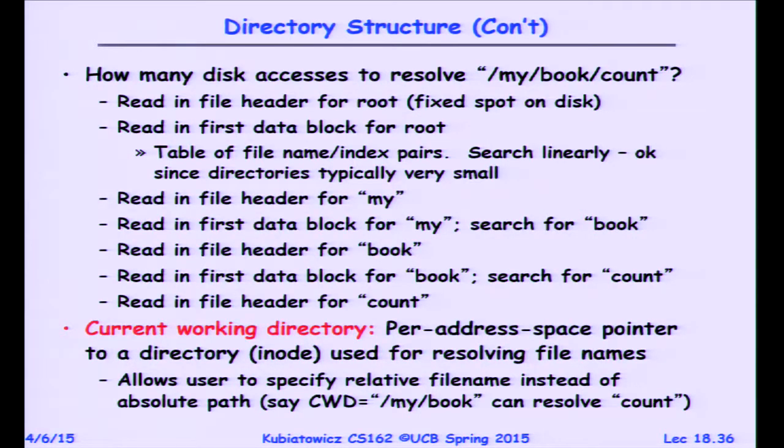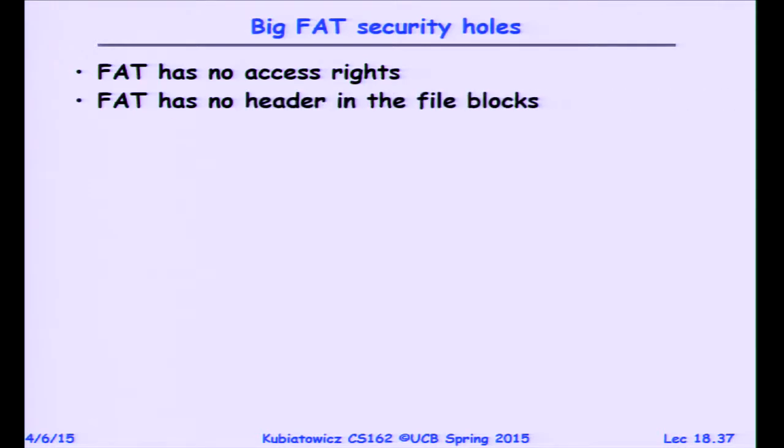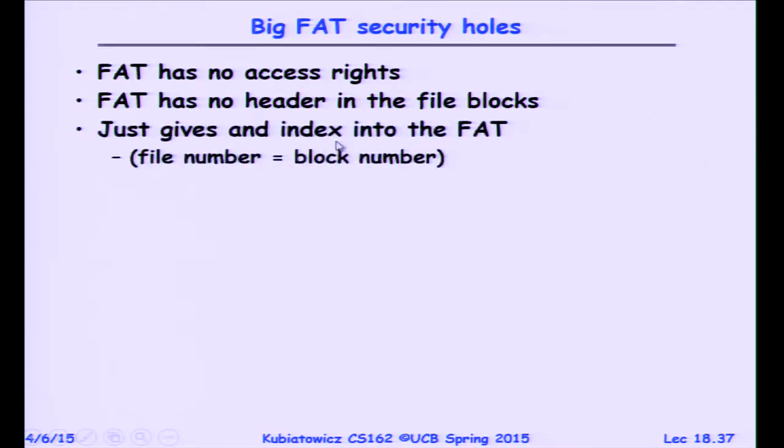Okay, good. All right. So there's a lot of security holes in FAT. So first of all, there's no access rights. So I could read this drive, whoever's this is, and hopefully there's nothing too sensitive on there. There's no header in the file blocks. Okay, so that's potentially problematic in that I can't keep attributes with the actual file. I have to put them in the directory.